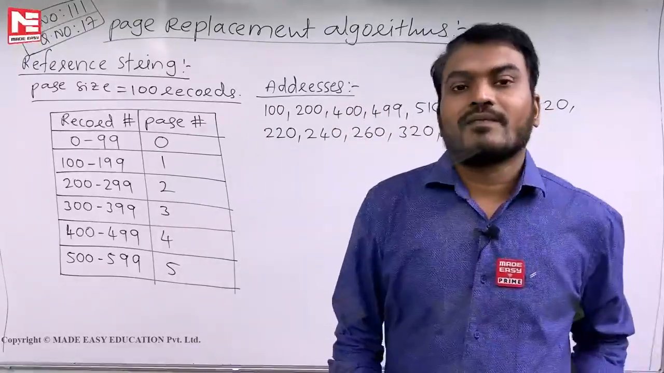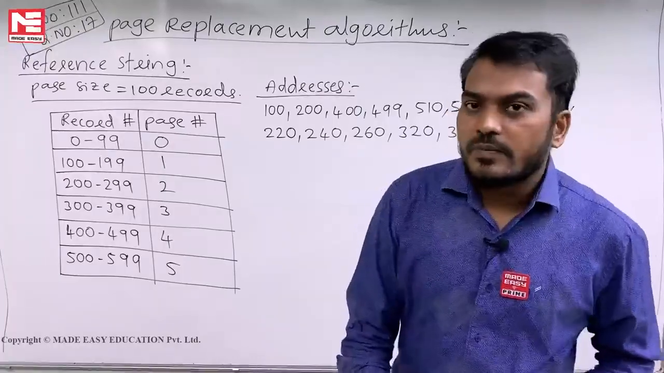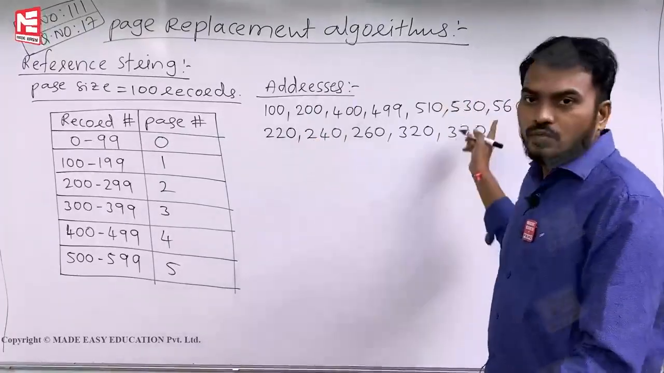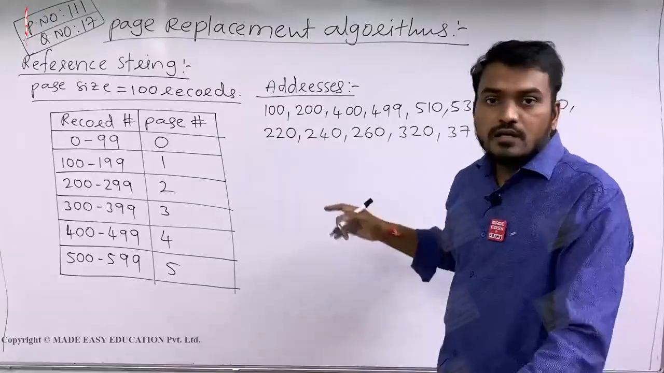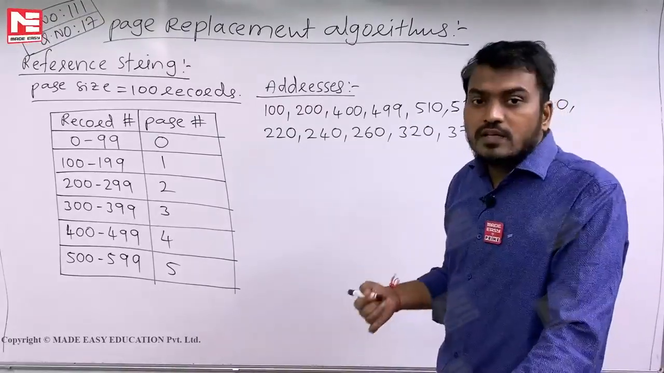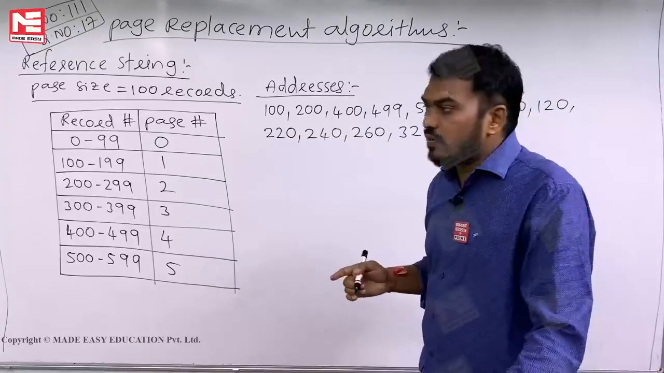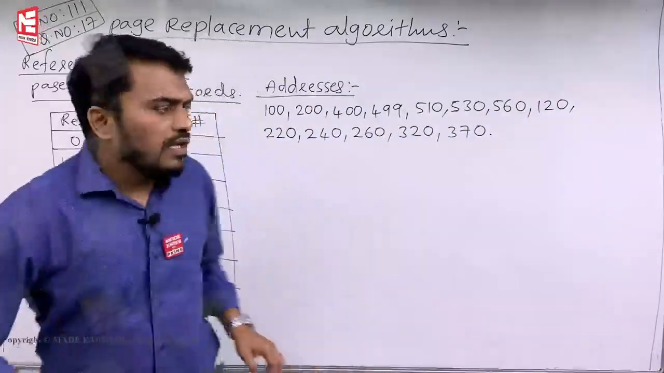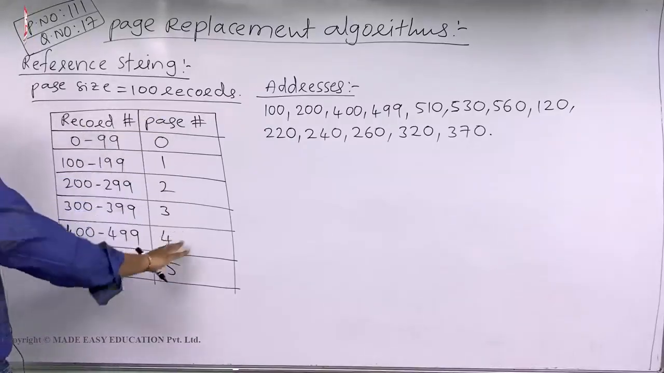Reference string मतलब क्या है बताओ? Page numbers. तो इसका मतलब whatever the addresses given to you, out of the given addresses, you need to find out the reference string. So first you make the table like this, record number and corresponding page number.